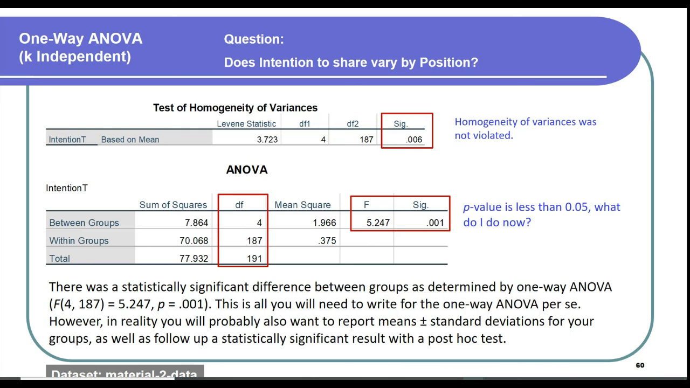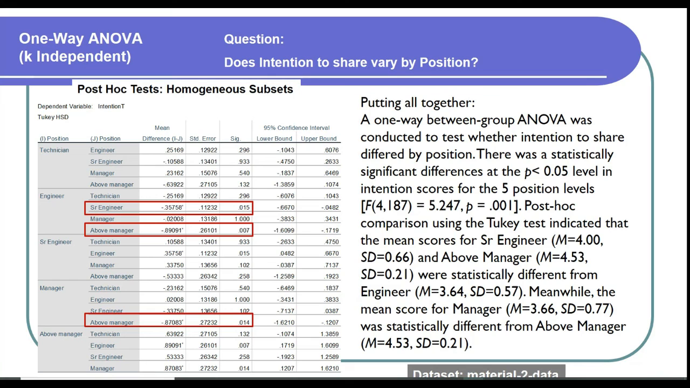So you can use Tukey's post hoc test. If your data did not meet the homogeneity of variances assumption, you should consider running the Games-Howell post hoc test. Okay, the Games-Howell post hoc test is in your post hoc dialog box. So this is how you can report.